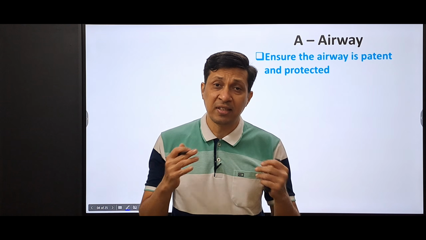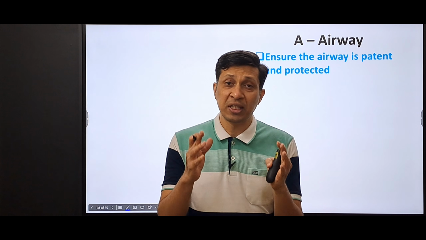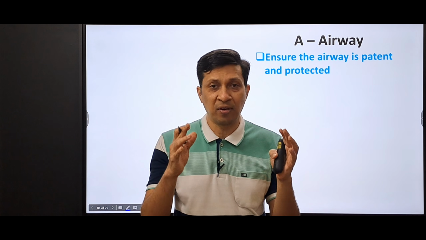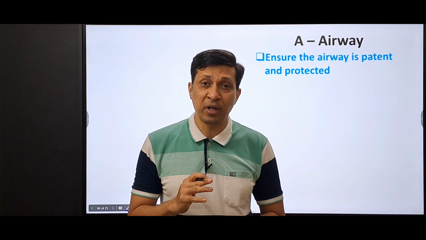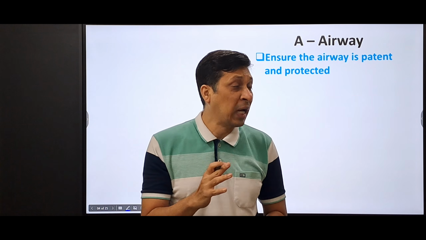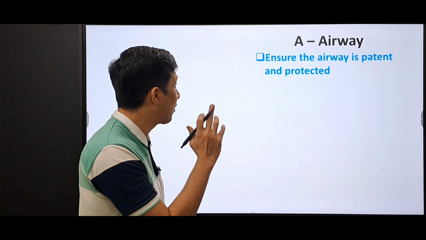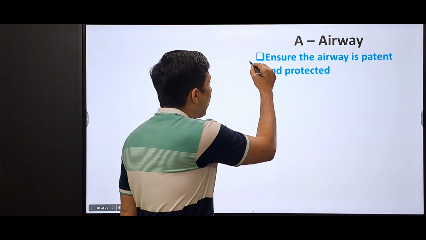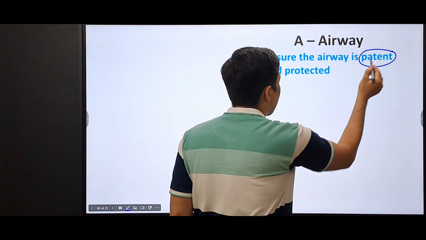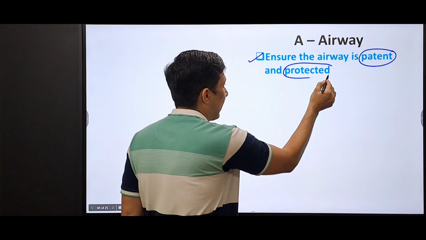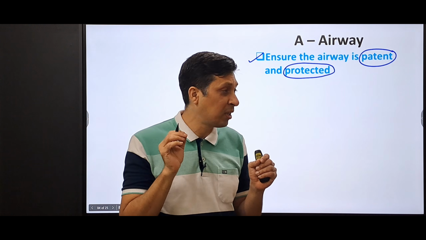So now the first thing on our checklist is airway. Friends, oxygen is very essential for our survival, and this oxygen enters into our body through the airway. So checking the airway is our first priority. And what is our goal here? The goal is to ensure that the airway is patent and protected. Only then will oxygen properly enter into the lungs.